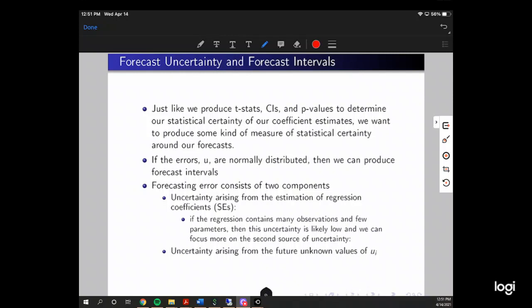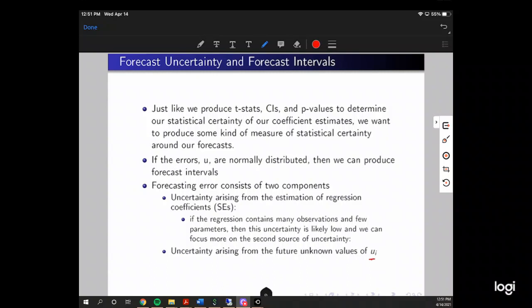Forecast uncertainty and forecast intervals. So we've defined how to come up with a forecast, but now let's talk about the uncertainty in the forecast and forecast interval. Just like we produce t-stats, confidence intervals, and p-values to determine the statistical uncertainty of our coefficient estimates, we want to produce the same kind of uncertainty measure around our forecasts. If the errors are normally distributed, then we can produce forecast intervals. The forecasting error consists of two components: the uncertainty arising from estimating the regression coefficients, and the uncertainty arising from the future unknown values of the error terms.